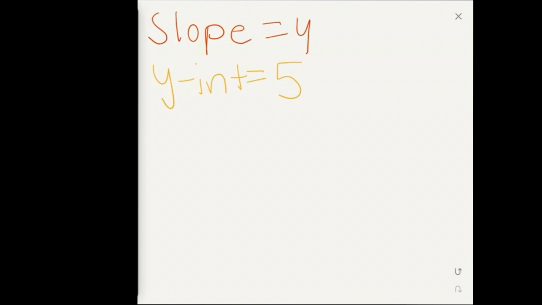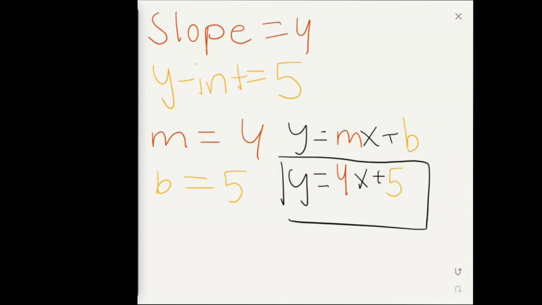Now it's your turn. Why don't you try this? Now say you're given the slope equals 4 and the y-intercept equals 5. Take a moment to pause this video and using the values you are given, find the equation in slope-intercept form. Okay, now that you're back, look at the solution I got. Y equals 4x plus 5. If you got the same answer, good for you. If you didn't, just check your work and try again.